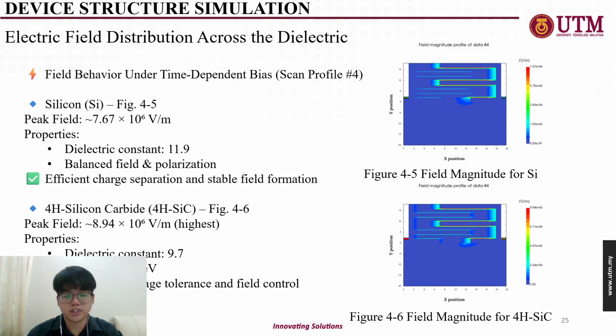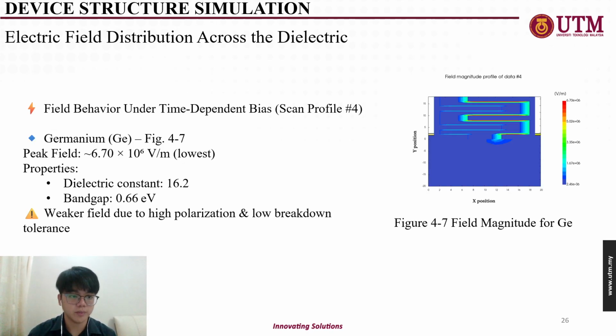So first is for silicon. You can see here for silicon, the peak field is around 7.67 times 10 to the power 6, so silicon provides efficient charge separation and stable field formation. And going to 4H silicon carbide, the peak field is the highest among the three materials, around 8.94 times 10 to the power 6. So it actually has excellent high voltage tolerance and field control. And for germanium, it has the lowest peak field, around 6.7 times 10 to the power 6. The weaker field is actually due to germanium's high polarization and low breakdown tolerance.